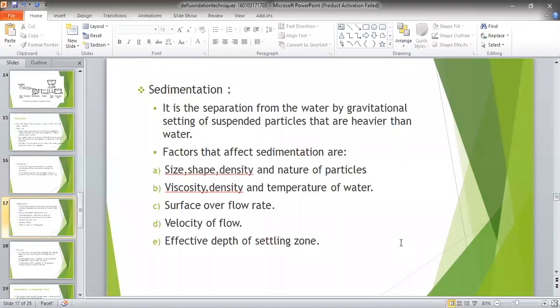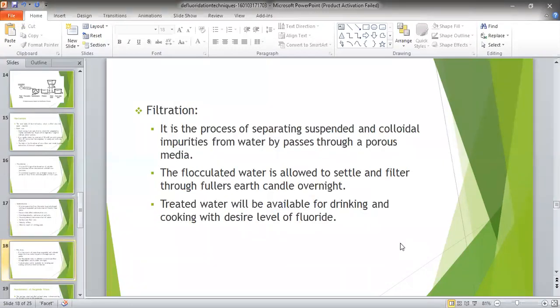Next, this is the last step, filtration. It is the process of separating suspended and colloidal impurities from water by passing through a porous media. Now we will separate these suspended or colloidal impurities from water by passing through filters. The flocculated water is allowed to settle and filter through fuller's earth candle overnight. Then the treated water that we have separated will be available for drinking and cooking with desired level of fluoride. So this was the whole Nalgonda technique.